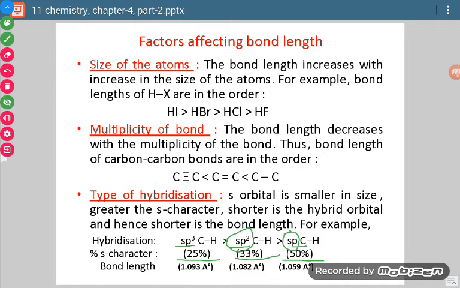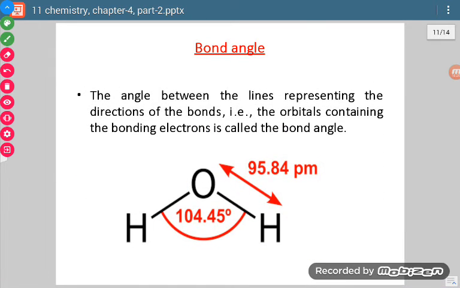So it means that s character is maximum in the case of sp hybridization, and what we have studied is that greater is the s character, shorter is the bond length. So s character is maximum in sp hybridization, so it will have the shortest bond length. These are the factors which affect bond length. Now we come to bond angle.